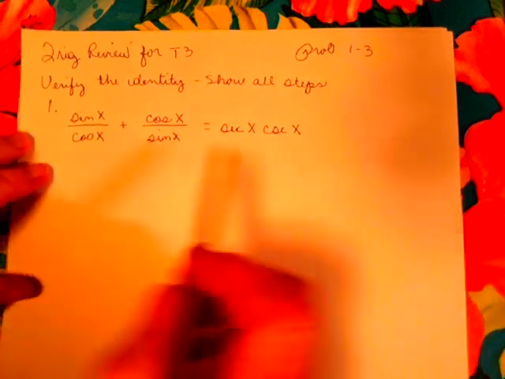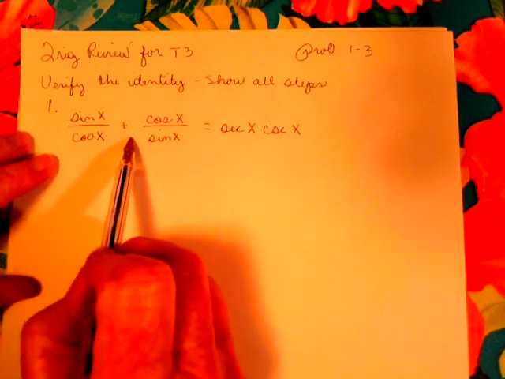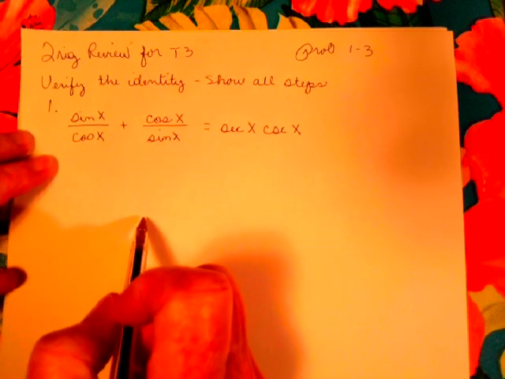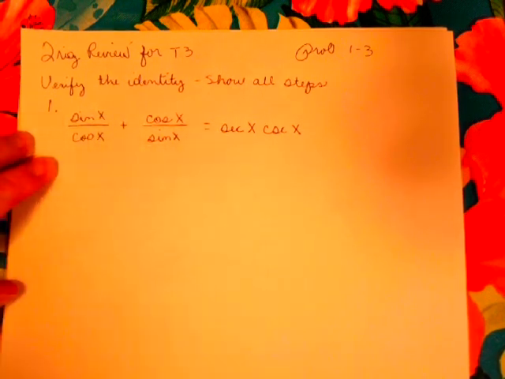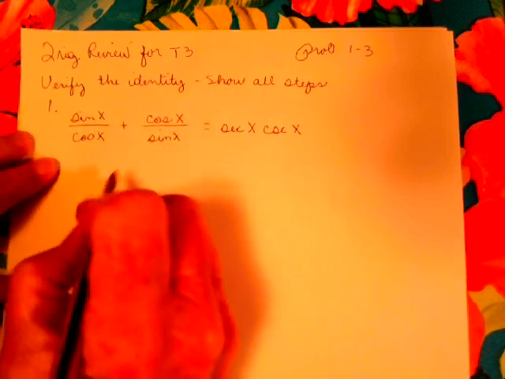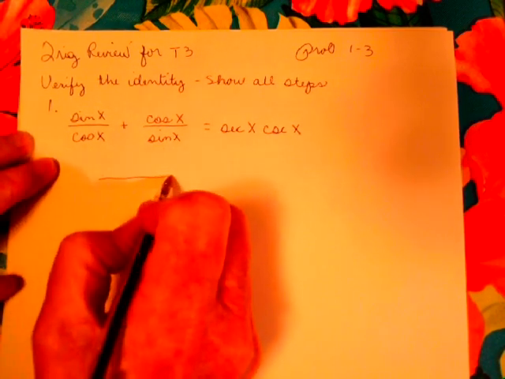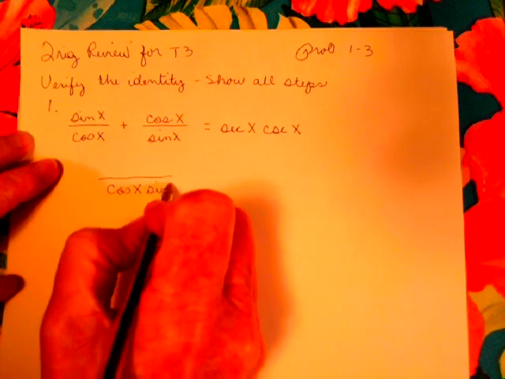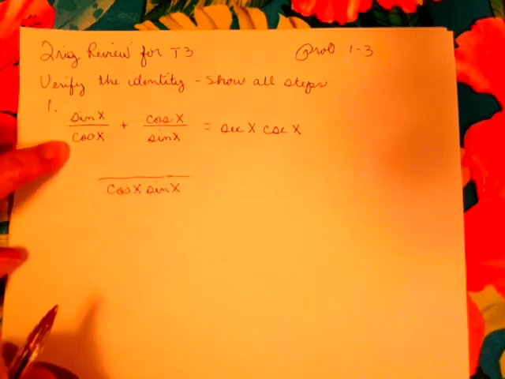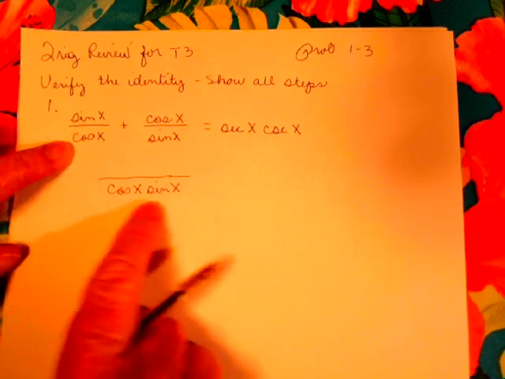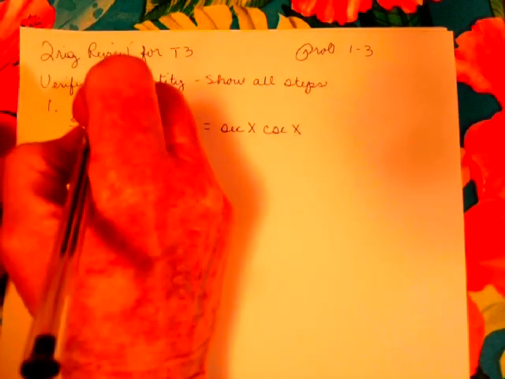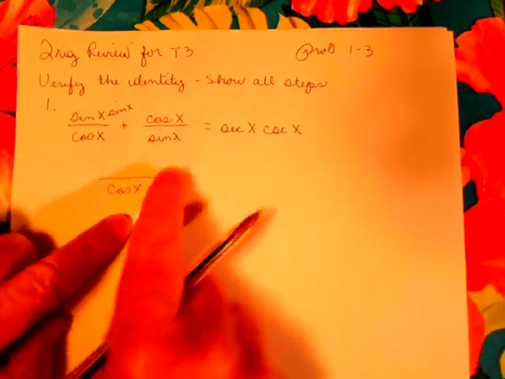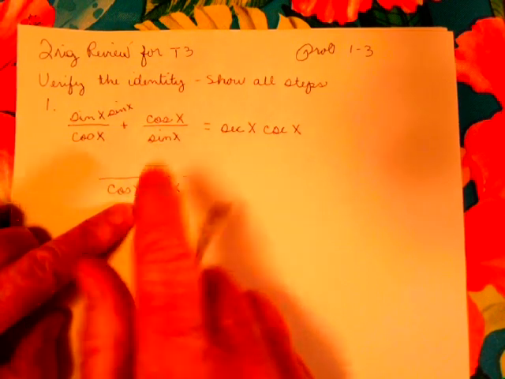For the first problem, notice that on the left-hand side I have an addition problem, and on the right-hand side I have a product. So I want to rewrite this left-hand side and add these two fractions together. In order to do that, I need a least common denominator. That least common denominator is cosine of x times sine of x. Compare this denominator to cosine of x, sine of x, and you will see that you need to multiply this denominator by sine of x. You need to multiply the second denominator by cosine of x.